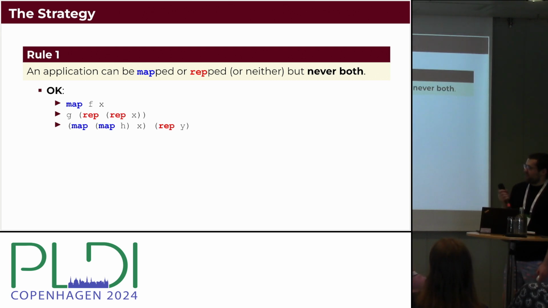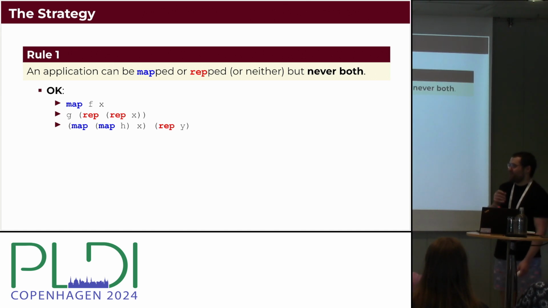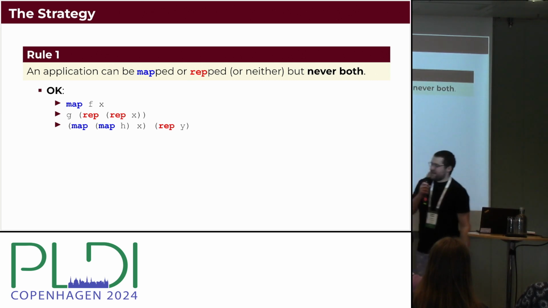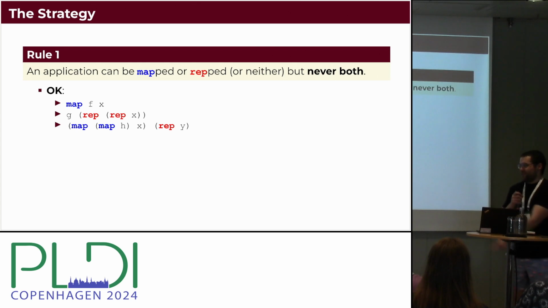And so just as examples of things that are okay. In this first example, obviously you just have a map, so it's okay. In the second example, you have two reps, that's okay. You can have any number of reps, you just can't have both map and rep. And in the third example, you might think that's not okay, but the point is that the h actually takes two arguments here. So in the first argument, the first application is just h to x, so we've just mapped it twice there. And then in the second application, which is to y, there we've repped it. So that's also still okay.